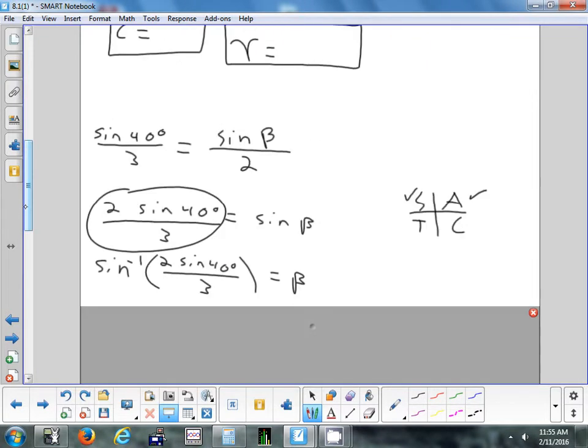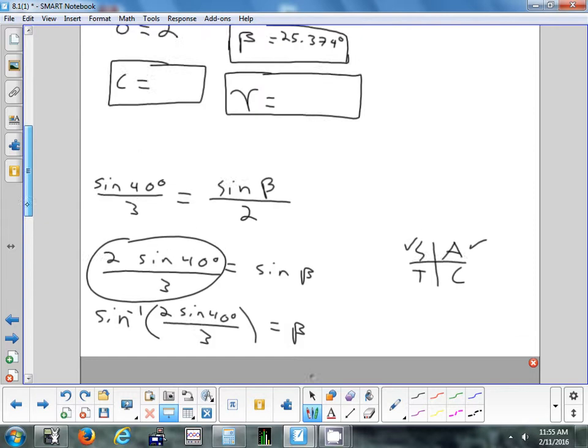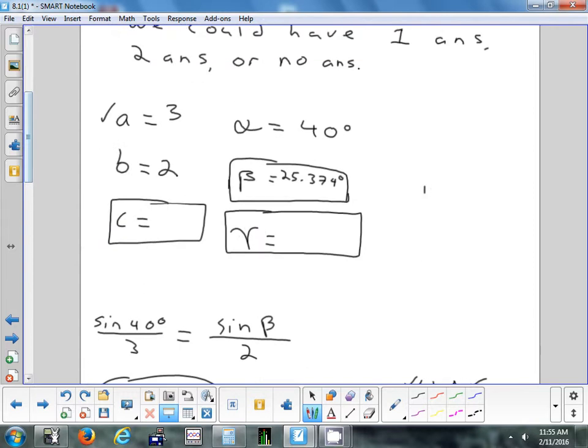Subtract it from 180. 180, what was our reference angle? 25.374. That's the other answer if it works. Yeah, it definitely does. 154.626. I'm just going to write it off to the side.